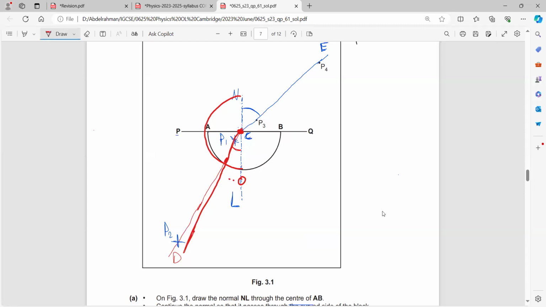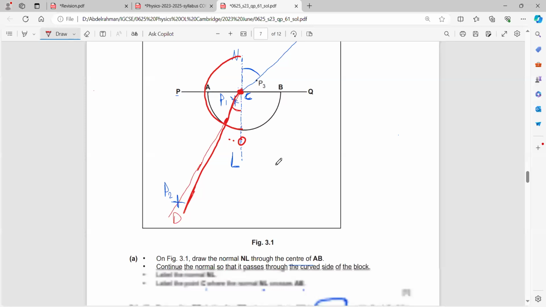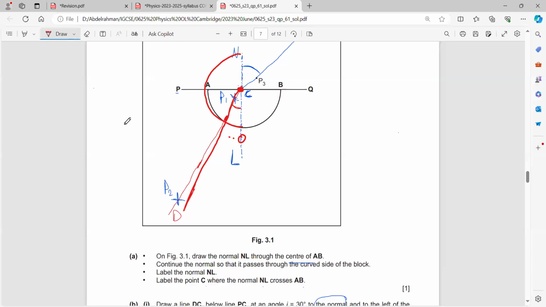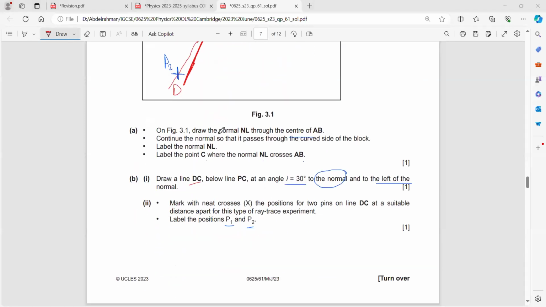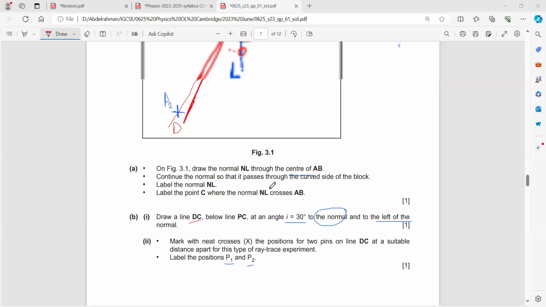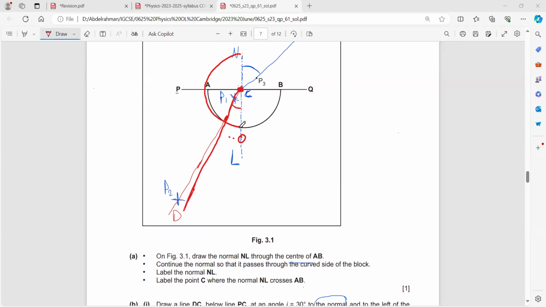Do you have to label them in pen? No, you don't have to label them in pen. You can label them in pencil. Okay, now I drew the points P1 and P2 on the line. The distance between P1 and P2 has to be greater than 5 centimeters. If it's less than 5 centimeters, it would be wrong.